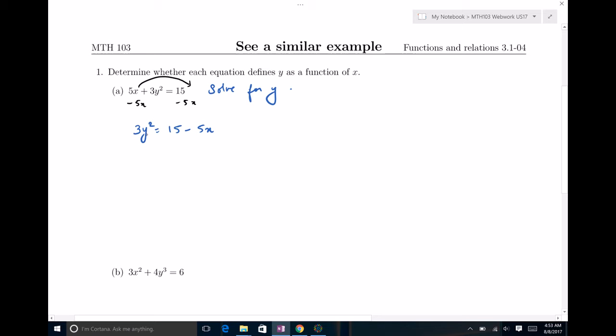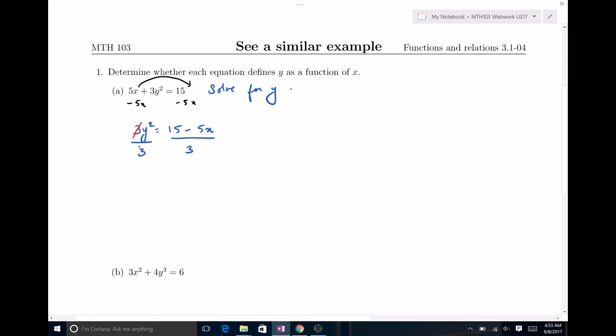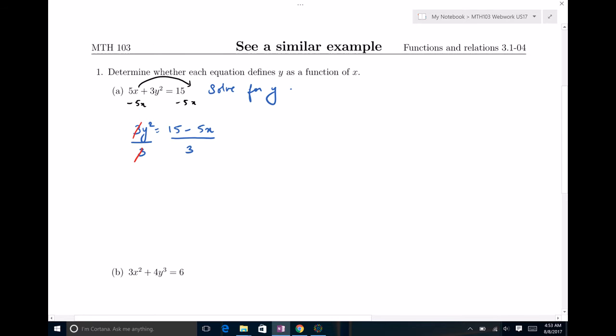And then to find out what y is, I divide both sides of the equation by 3. So on the left hand side, I can cancel 3. And on the right hand side, I can't really do anything, so I'm going to leave it as it is. So I have y squared equals (15 minus 5x) over 3.